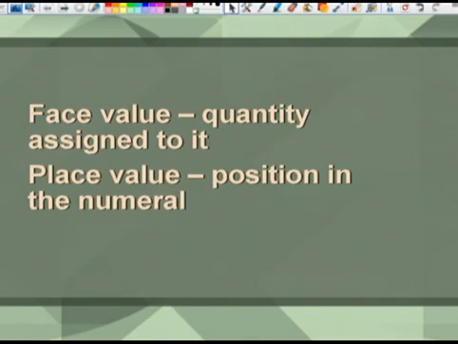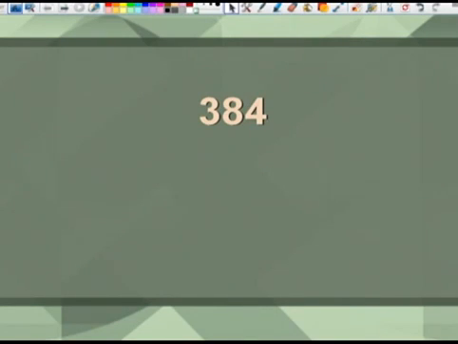So are these the same? No, not at all. The face value is the quantity assigned to it. The place value is the position in the numeral. Okay, so what do you mean? All right, 384. Now, what are our place values? Well, you know this. There's the ones, the tens, and the hundreds. So this is a 4 in the ones place. This is an 8 in the tens place value. This is a 3 in the hundreds place value.